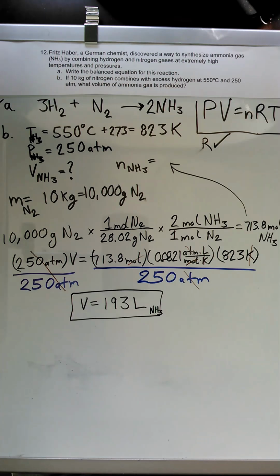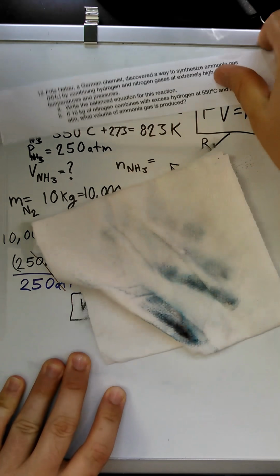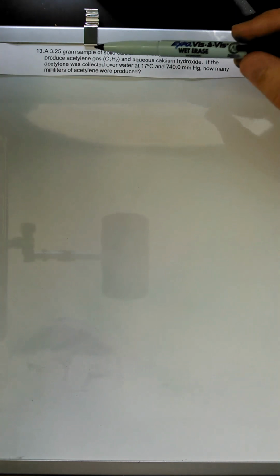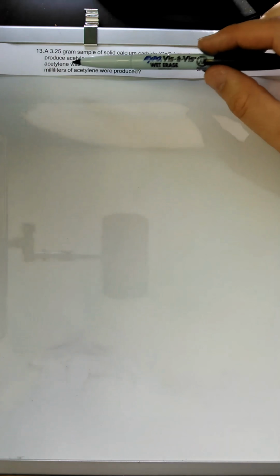And this leads us now to our final problem, number 13. Number 13 says, a 3.25 gram sample of solid calcium carbide, CaC2, reacts with water to produce acetylene gas and aqueous calcium hydroxide. If the acetylene was collected over water at 17 degrees Celsius and 740 millimeters of mercury, how many milliliters of acetylene were produced?